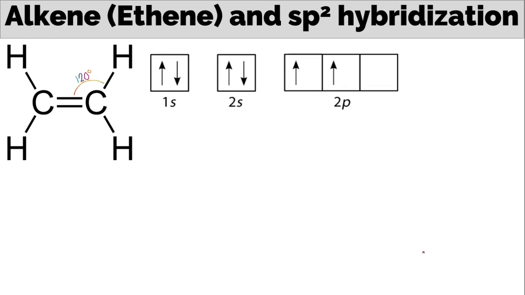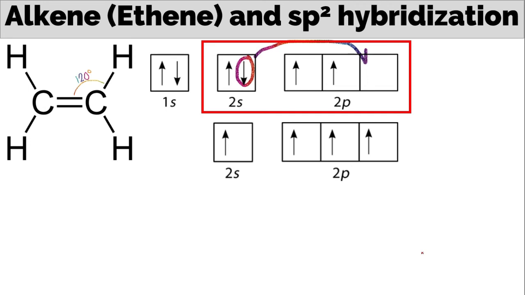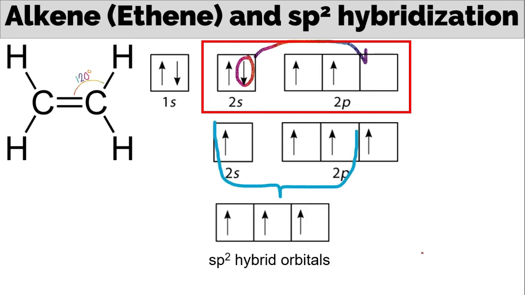So let's see how it happens. Let's look at the second energy level. So one electron from the 2s orbital is promoted to 2p. So we will have this. Now, to form 3 sp2 hybrid orbitals, one 2s orbital and two 2p orbitals will mix. So we will have this, sp2 hybrid orbitals, and we have 3 of them. But if you notice, one unpaired electron will be left in the 2p orbital.